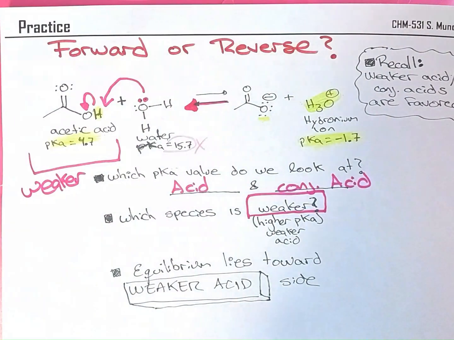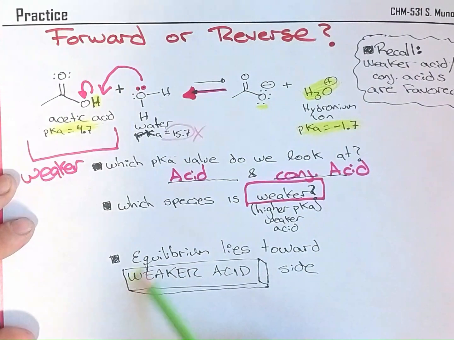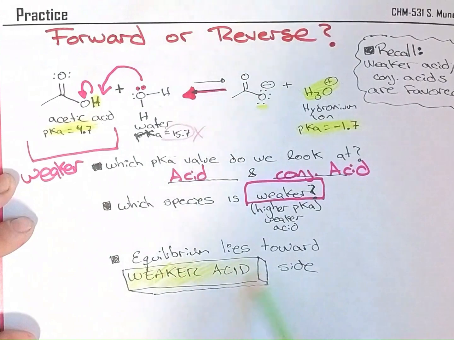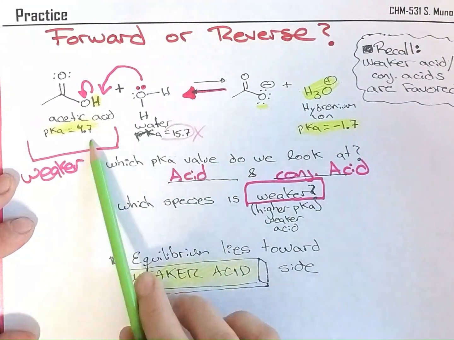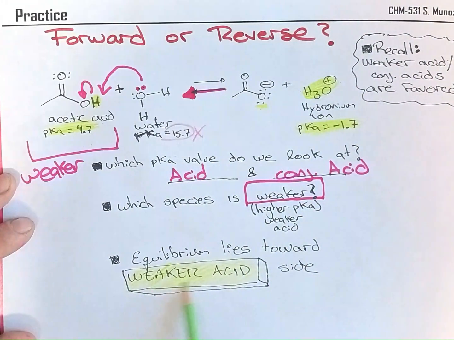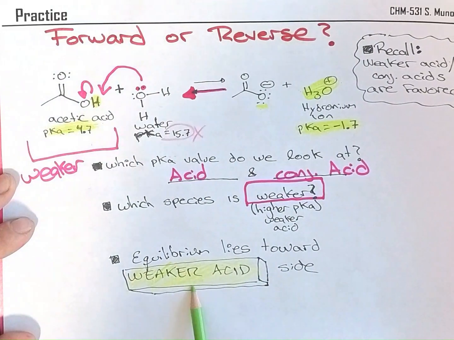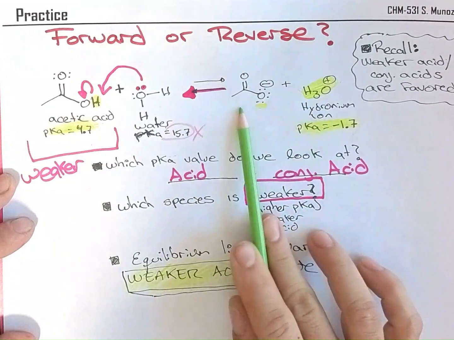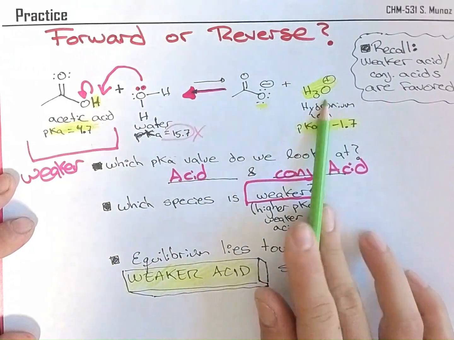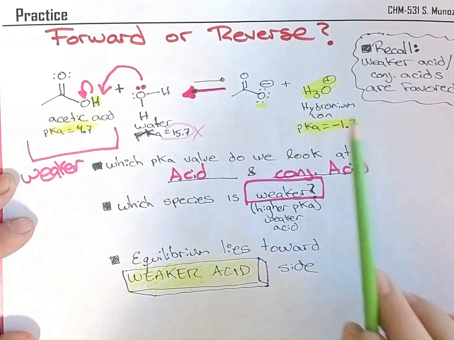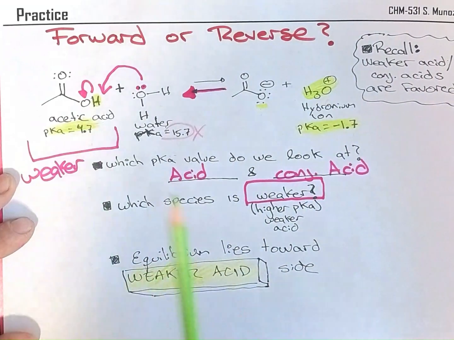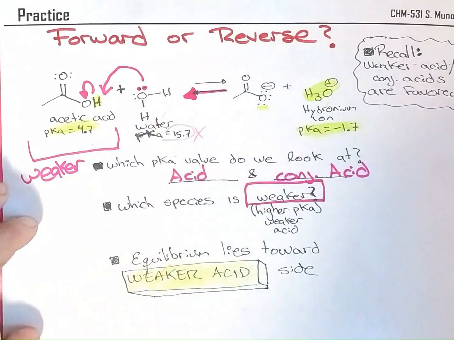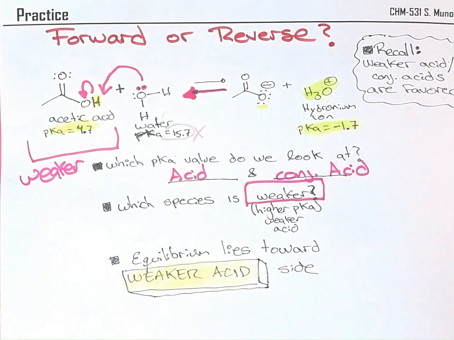I cannot emphasize enough, if you're able to recognize the two acids in question, the acid and the conjugate acid, then you can compare the two, and the equilibrium will lie toward the weaker acid. You always want to form weaker acids and weaker bases. If you draw the reaction in the opposite way, from right to left, then this will be the base, this will be the acid, this will be the conjugate acid, and this will be the conjugate base. So hopefully everyone can follow along.